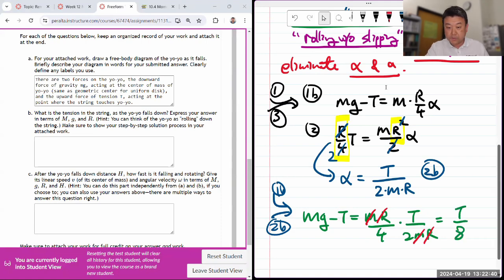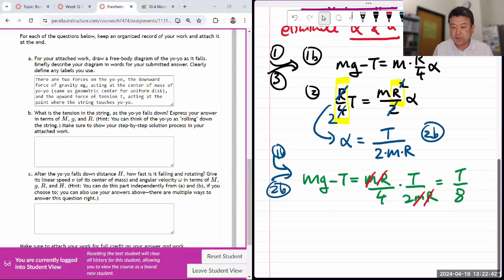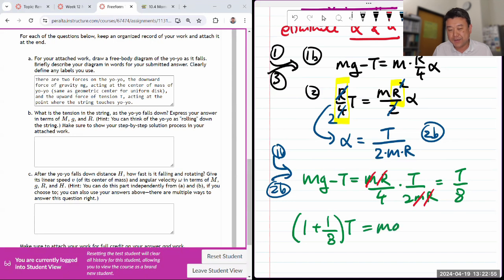Okay, then let me collect the like terms. Collecting like terms, I move this minus T over. So on the right hand side, which I'm going to write on the left, I have 1 plus 1 over 8 times T. On the left hand side, which I'm going to write on the right, is equal to mg. Now I can solve for T is equal to mg divided by that, which doing the fraction simplification in my head is 8 over 9. So T is equal to 8 over 9 mg.